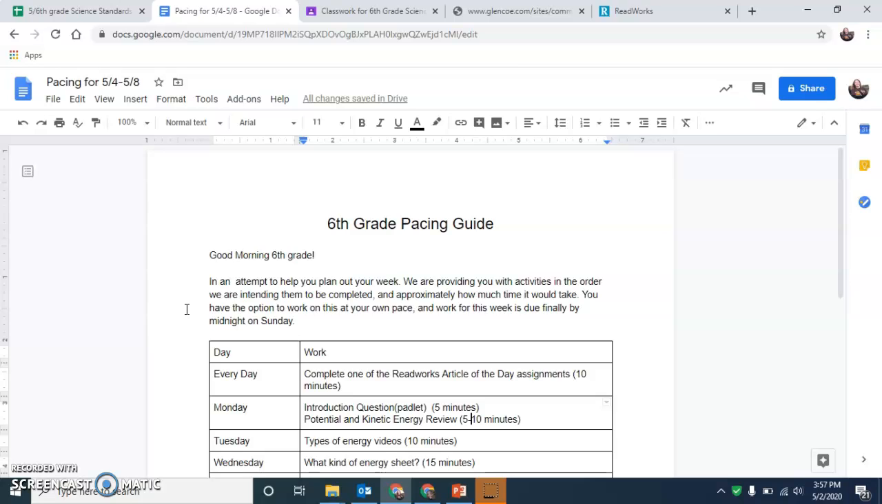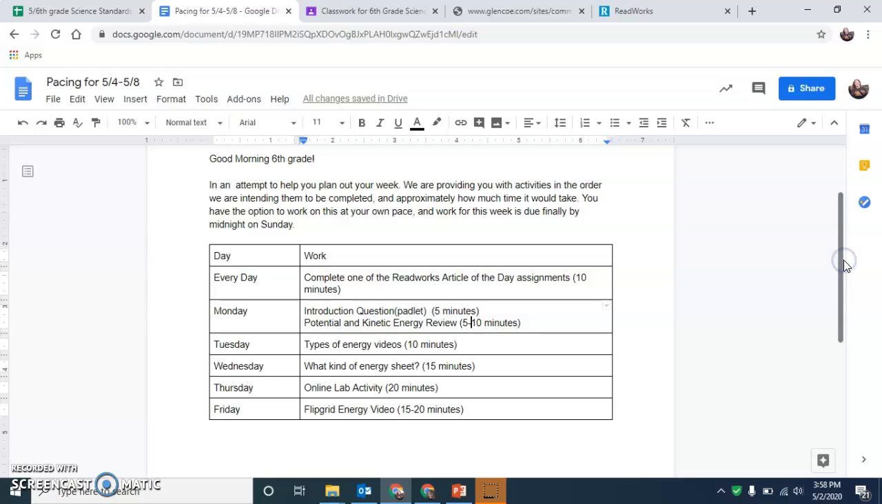So, we're trying something a little bit different this week in that we created a pacing guide to help you plan out when things should be done during the week, to make it easier for you guys to plan when you're going to work on everything. While these are set out by the day I'd like you to complete them on, Monday to Friday, you may complete them at any point, so long as they're done before Sunday.